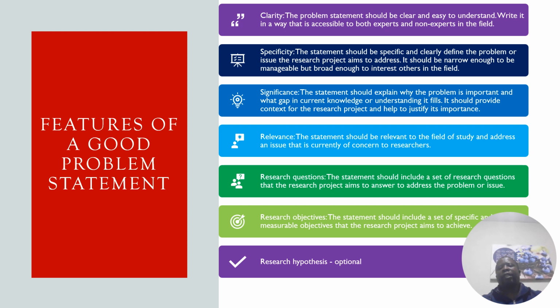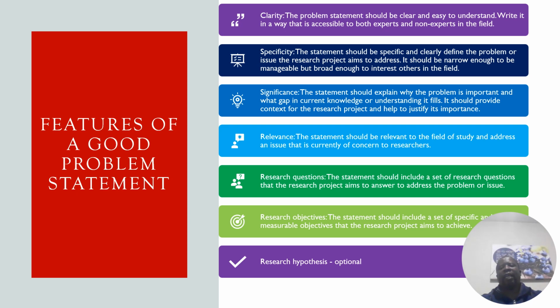The problem should be specific and clearly define the problem or the issue the research project aims to address. You need to make sure that this is clear. It is written clear and specific, to the point, so that what you want to go and actually do. Then of course significance, we talked about that.